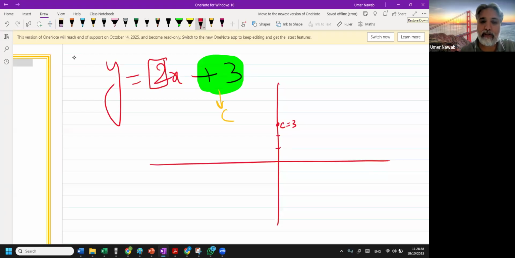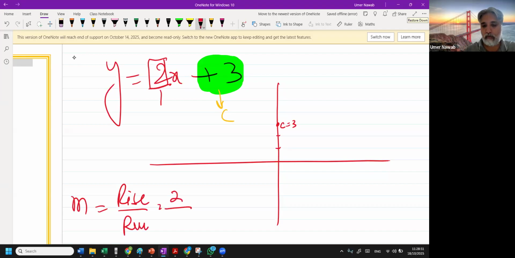And any number which is written along with the x, the coefficient of x, that is the gradient. So 2 over 1. Everyone knows gradient is represented by m, and it is rise over run. So 2 means 2 over 1, which means 2 up and 1 right.